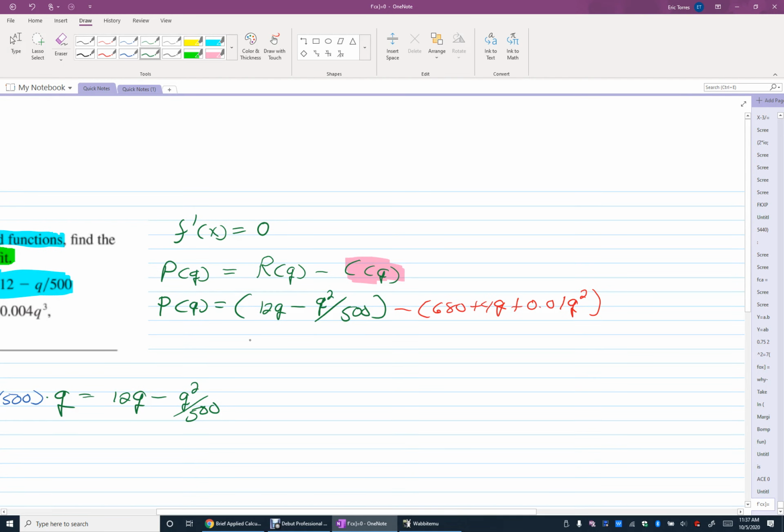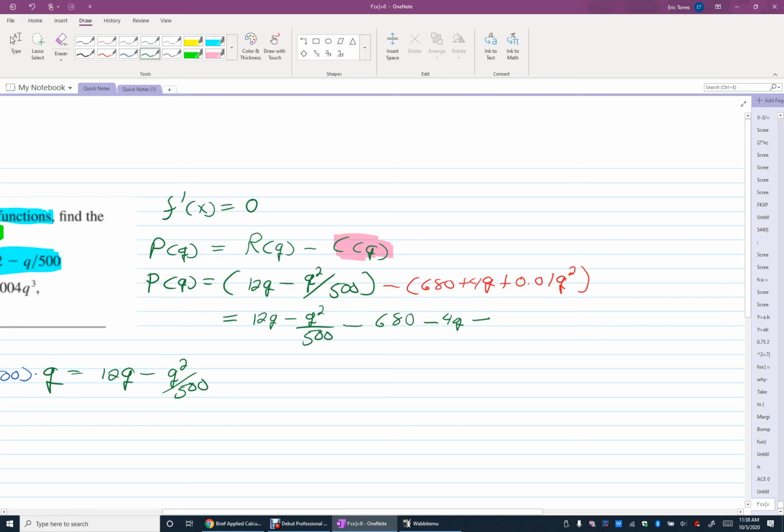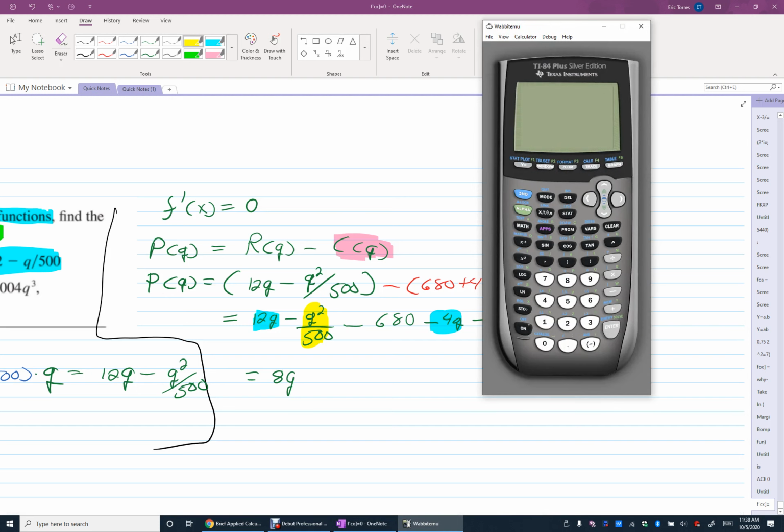So my profit function equals 12Q minus Q squared over 500 minus 680 minus 4Q. Let me make sure I wrote that right. Yes. Minus 4Q minus 0.01Q squared, and I need to combine like terms. Q's are combined with Q's. Let me just put a border here so I don't mix my values. 12Q minus 4Q is 8Q. And then I have Q squareds and Q squareds. I'm probably going to put these in fractions, but that's okay. My calculator can handle that.